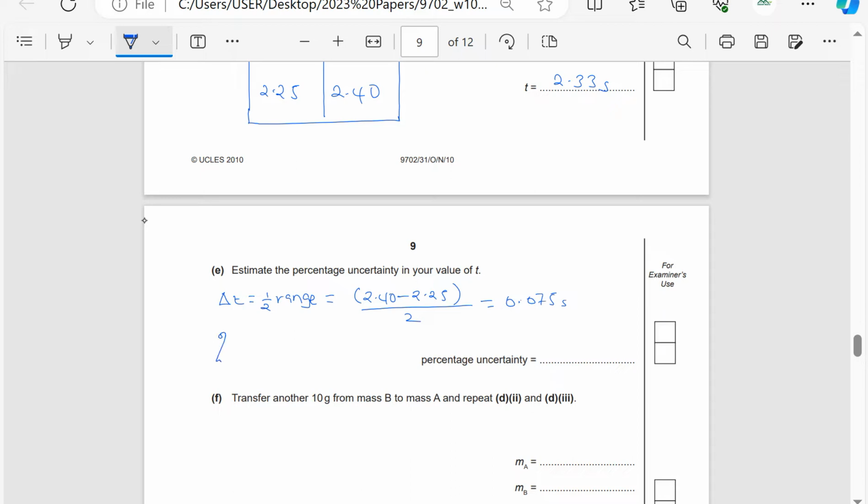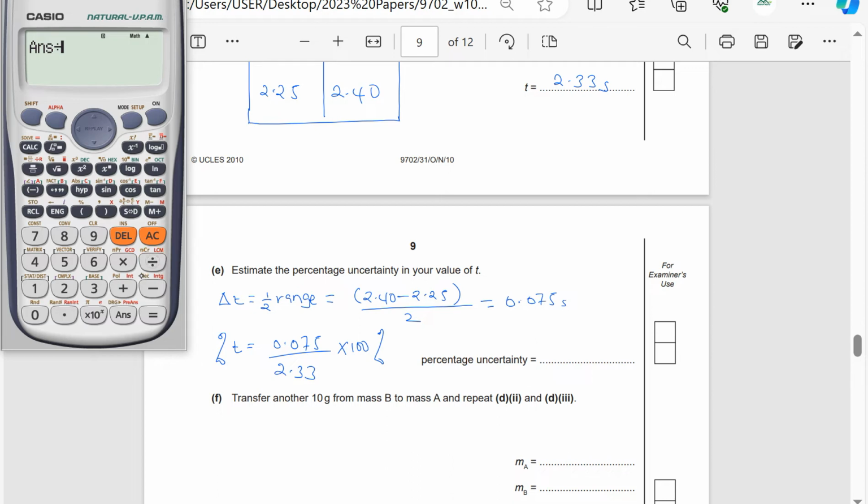So then the percentage uncertainty in t is actually 0.075 divided by the actual value of time, which is 2.33. Then multiply this by 100. So that is divided by 2.33, then times 100.